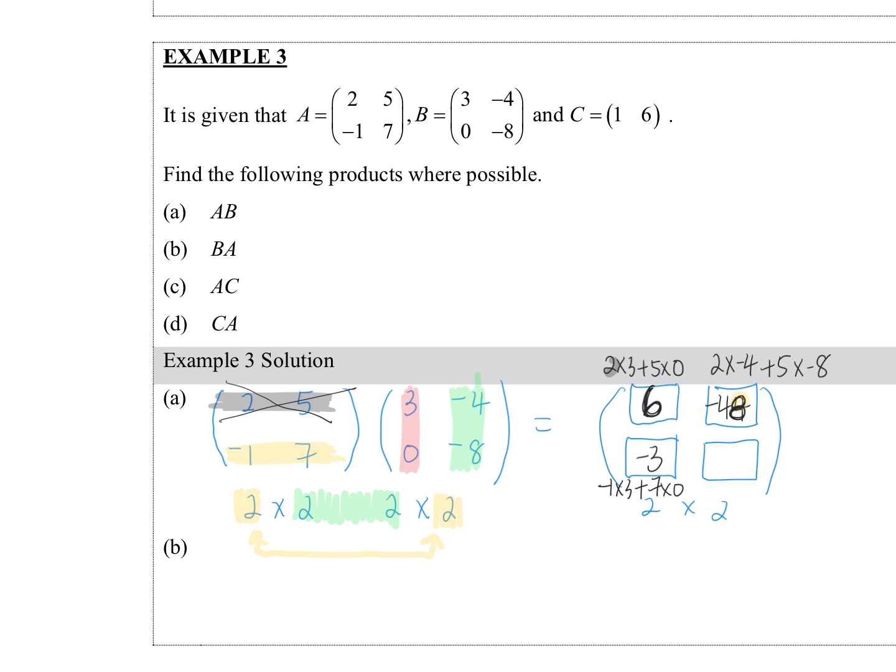Same thing here, the yellow one. I need to multiply with my second green column. So negative 1 times negative 4 plus 7 times negative 8. So this one is negative 1 times negative 4, 7 times negative 8. Minus 56 plus 4, minus 52, is it? Okay, so this is how you find your matrix multiplication.